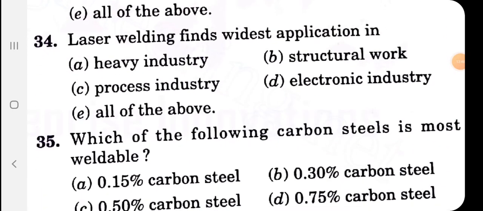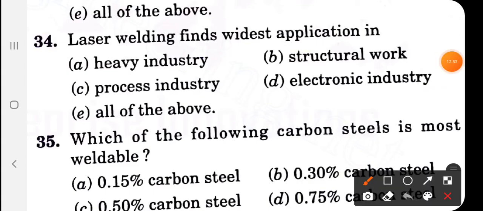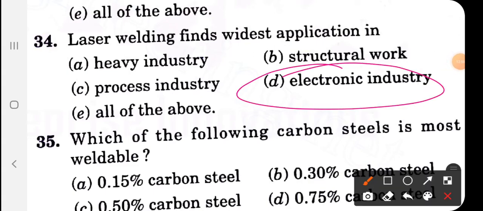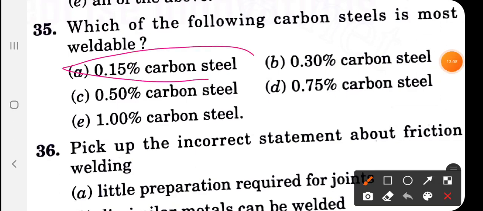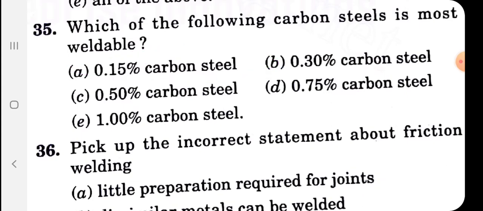Laser welding finds widest application in, 34 is D, electronic industry. Which of the following carbon steels is most weldable? The one with less carbon percentage will be more weldable, because it will not get that much hot. As carbon percent increases, hardness will increase, so weldability will decrease.